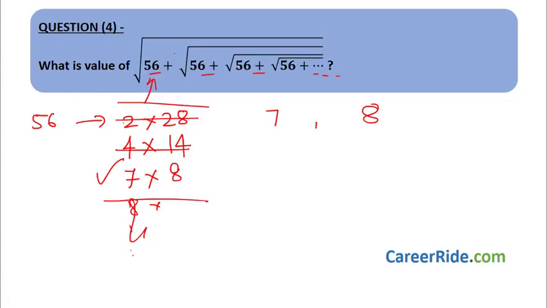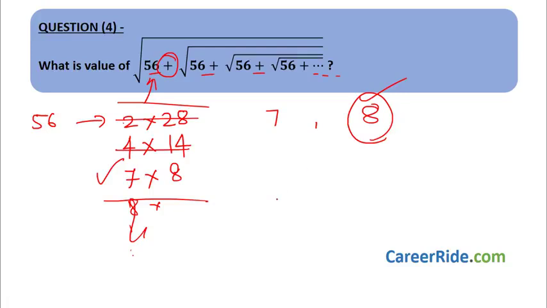Now what sign is here? Plus. Plus means addition. What happens because of addition? Number increases. If it is increasing, if it is becoming greater, take the greater value. So plus means greater value. So 8 is the answer. See how easy it was.